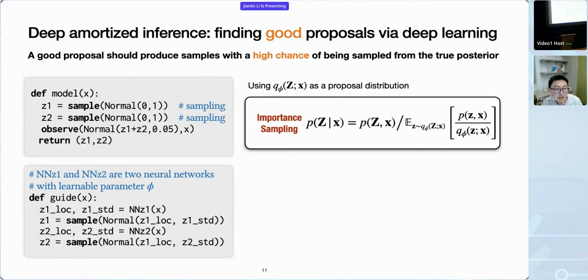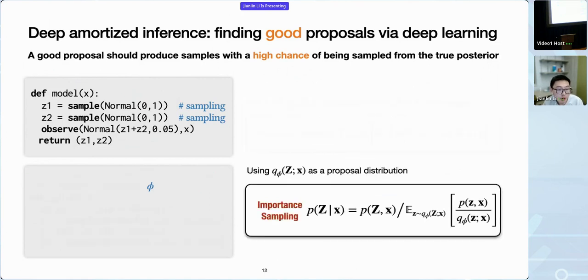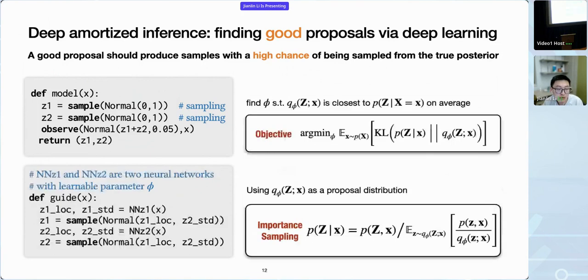This guide program makes the mean and the standard deviation of Z1 and Z2 dependent on the observed value x. It does so by using neural networks NN_Z1 and NN_Z2, which are universal function approximators. It takes observation x as input and outputs the parameters of these two Gaussians. And phi stands for the learnable parameters of these two neural networks. We want to find a Q_phi close to the true posterior on average. This Q_phi is the guide program parameterized by neural networks.